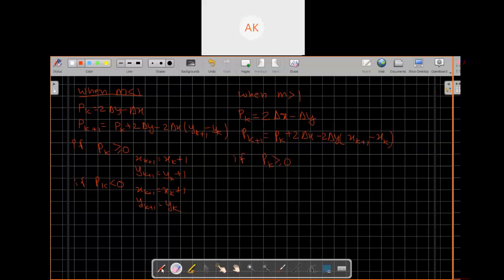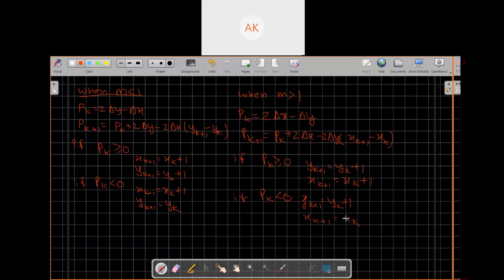just change the value of x with y: yk plus 1 will be yk plus 1, and xk plus 1 will be xk plus 1. I'm just replacing the value of x with y and y with x, meaning interchanging these values. When pk is less than 0, meaning a negative value, then yk plus 1 will be yk plus 1, and xk plus 1 will be xk, okay.